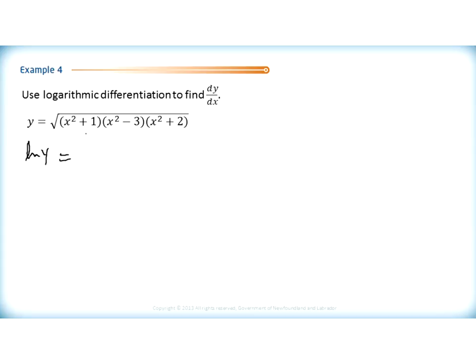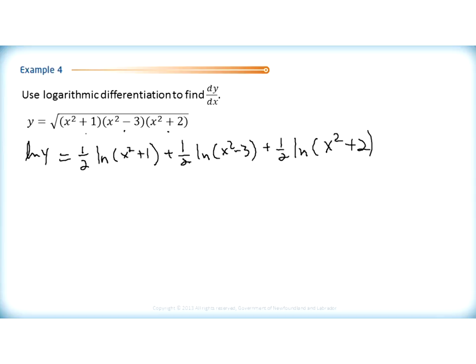So I'm going to split this into 3 logarithms, all of which we've got a big square root exponent, so it's going to be a half times all of them. So I've got ln of x squared plus 1, plus ln of x squared minus 3, and plus ln of x squared plus 2.